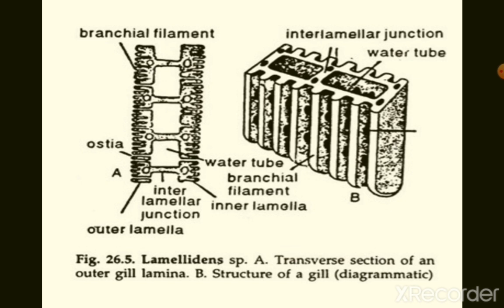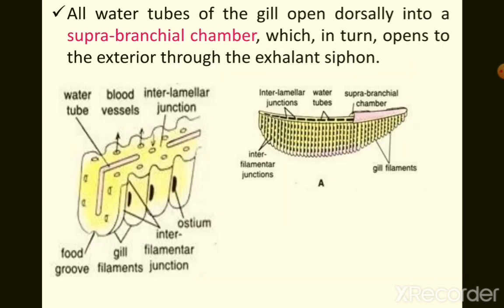Now these interlamellar junctions between the two lamellae divide the space to form particular compartments, these box-like compartments which we called water tubes, isn't it? And these water tubes, towards their dorsal side, open into the suprabranchial chamber. And where is the suprabranchial chamber? That is in the mantle cavity.